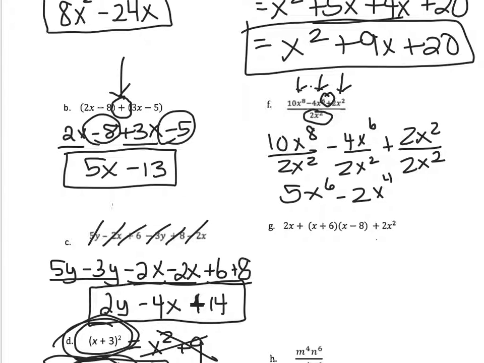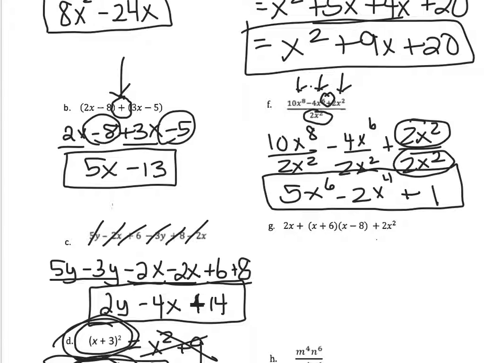A lot of you left this last term off because you thought the 2x squared in the top canceled with the 2x squared in the bottom, and so that there was nothing left. Remember, that's not true. Whenever the top of a fraction is equal to the bottom of a fraction, it's no different than 5 divided by 5 or 10 divided by 10. What you get is 1. Your final answer is 5x to the 6th minus 2x to the 4th plus 1.